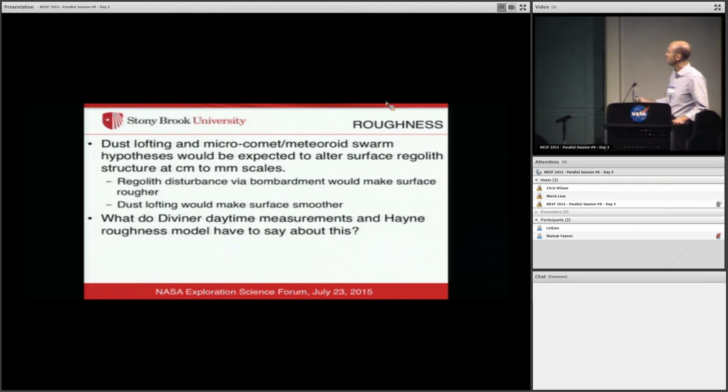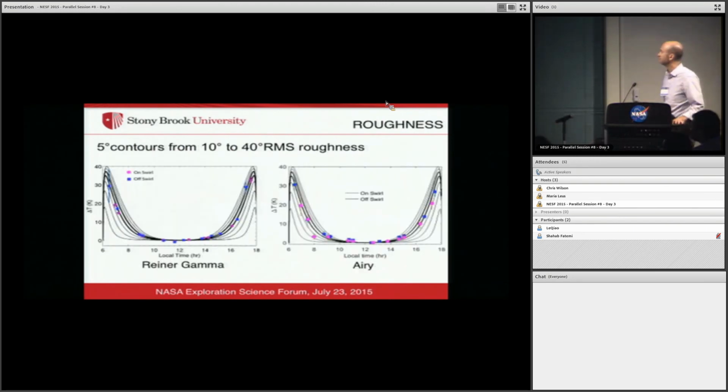So if you look at some of these other mechanisms, the dust lofting and microcomet or meteorite swarm hypotheses would be expected to alter the surface regolith at centimeter to millimeter scales, whereas a regolith disturbance by bombardment would probably make a surface rougher, and dust lofting would make the surface smoother. So what can we say with Diviner data? We look at Diviner daytime measurements and Paul Hayne's roughness model, and we can maybe say something about this.